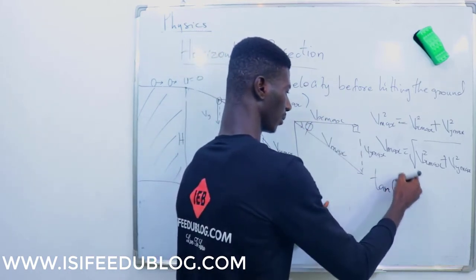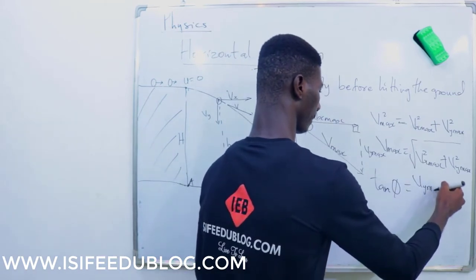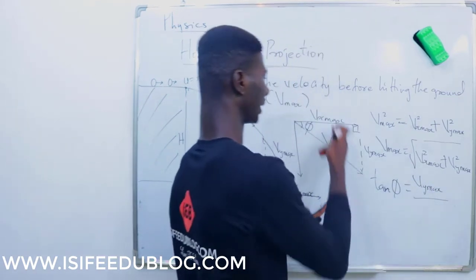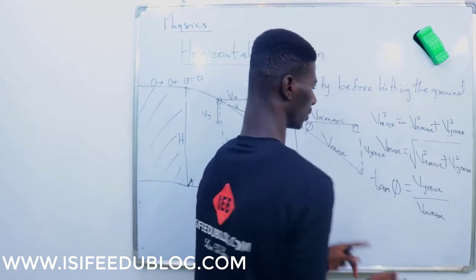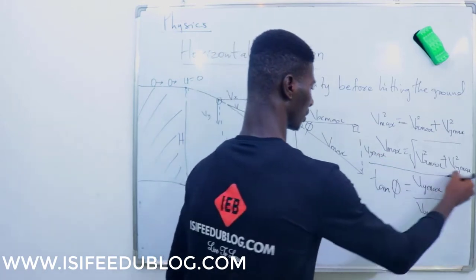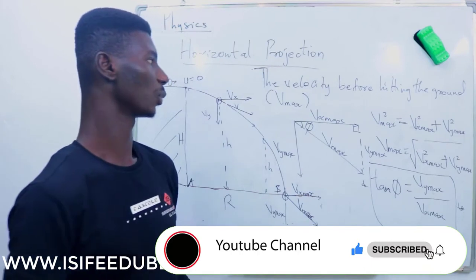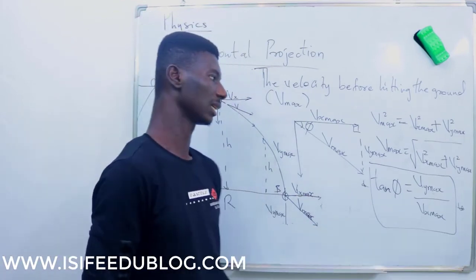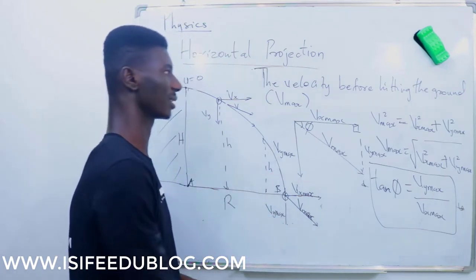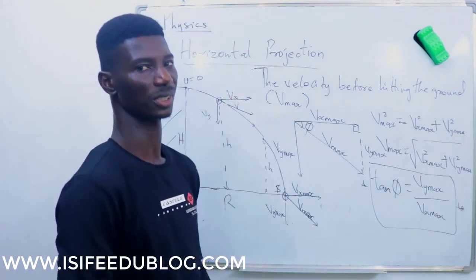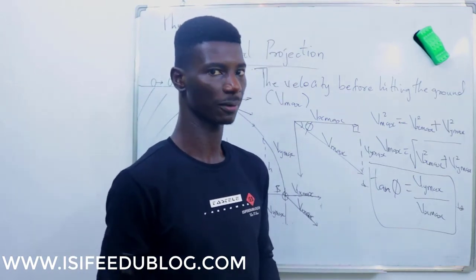Tan phi is equal to opposite, which is Vy max, divided by the adjacent, which is Vx max. Whatever you get, take the tan inverse; that is the direction of the maximum velocity, which is the velocity before hitting the ground. So this is the concept of velocities when it concerns horizontal projection. You can never see this in the textbook you read, so be very, very careful.